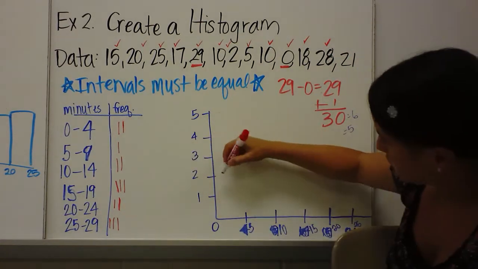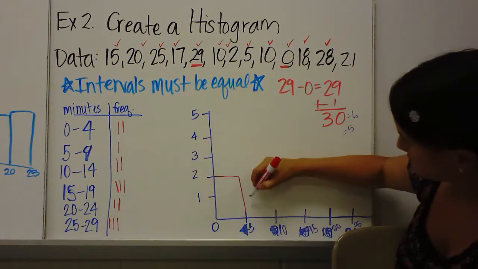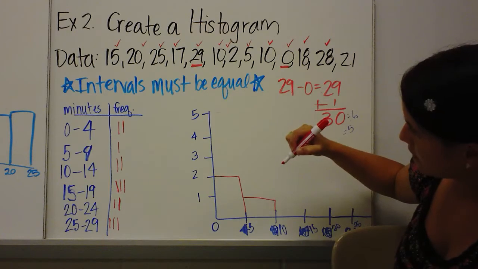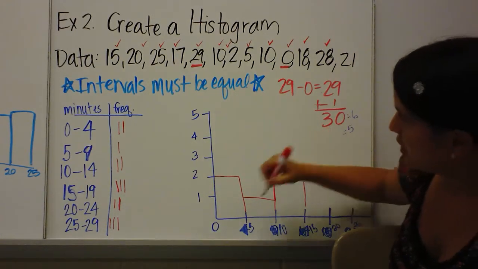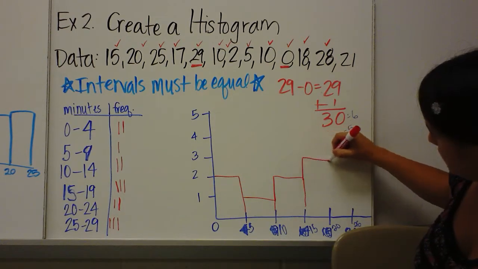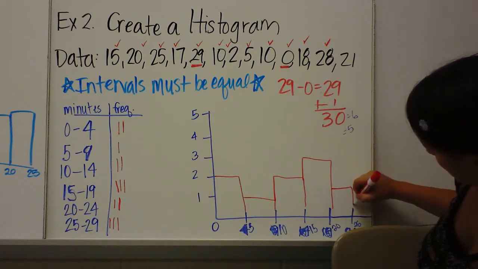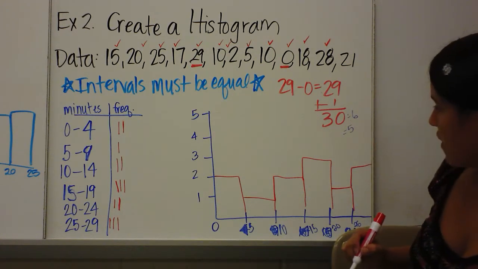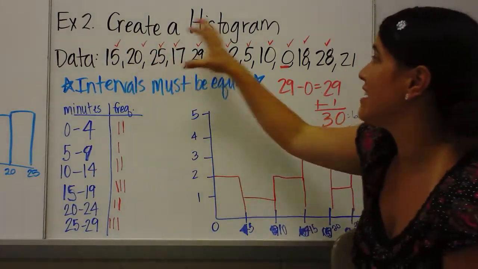So this is 2, and then 1, 2, 3 in this one, 2, and 3. And this is my histogram based on my data.